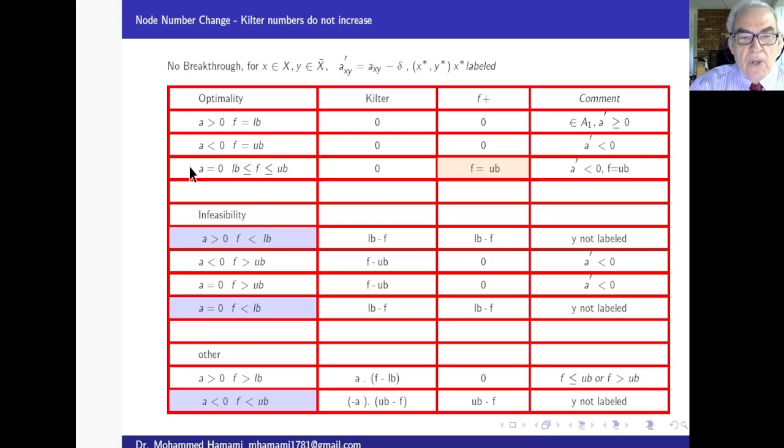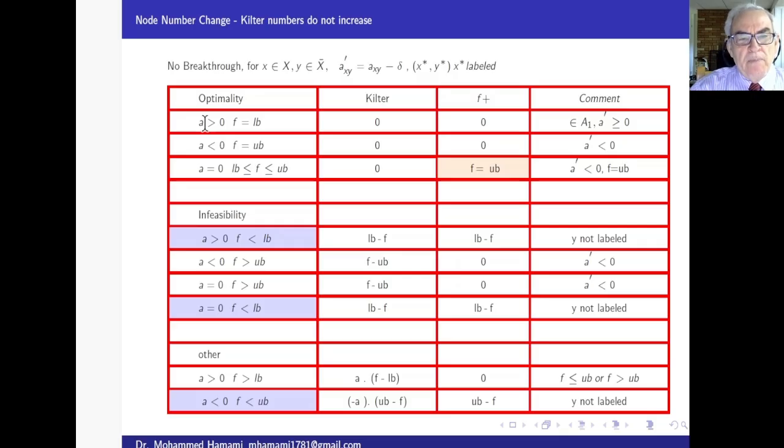Now, also note that in this state, if F was strictly less than UB, I would have been able to label Y from X, but I couldn't. Therefore, F must have been equal to UB. Okay, that's a remark here. That's going to be important in here. So let's look at every case and then see what happens.